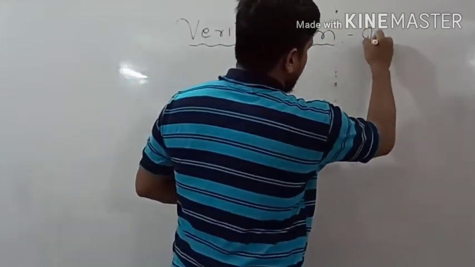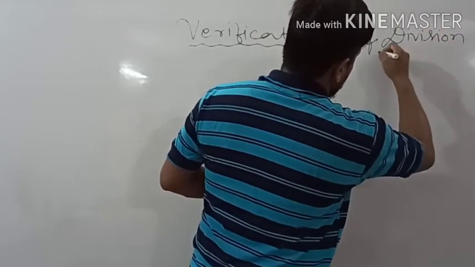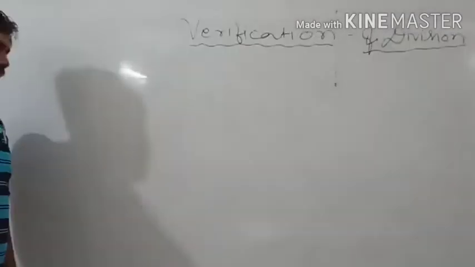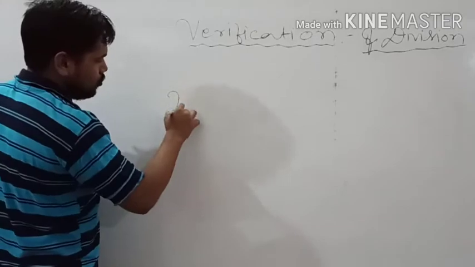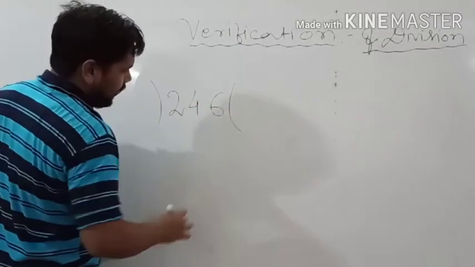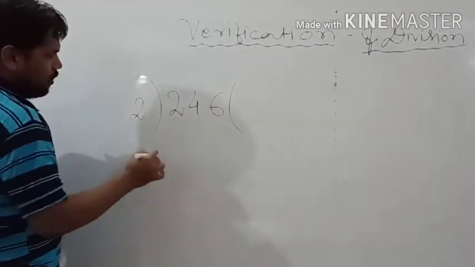Verification of division. So in case of division, let us take an example. एक एग्जांपल लेते हैं डिवीजन को वेरीफाई करने के लिए. Suppose 246. We want to divide this by 2 only, smaller number only.